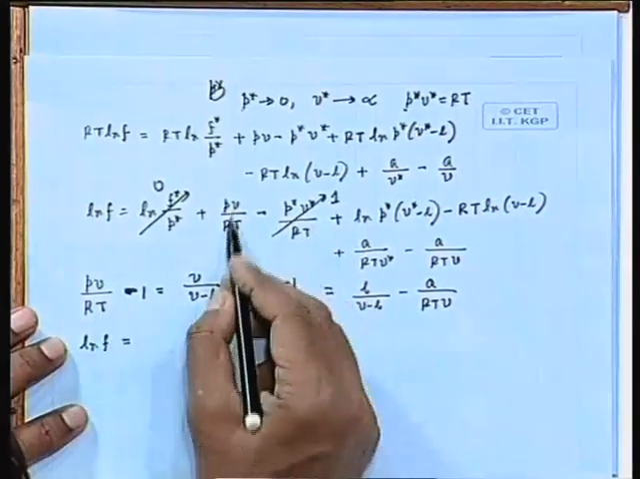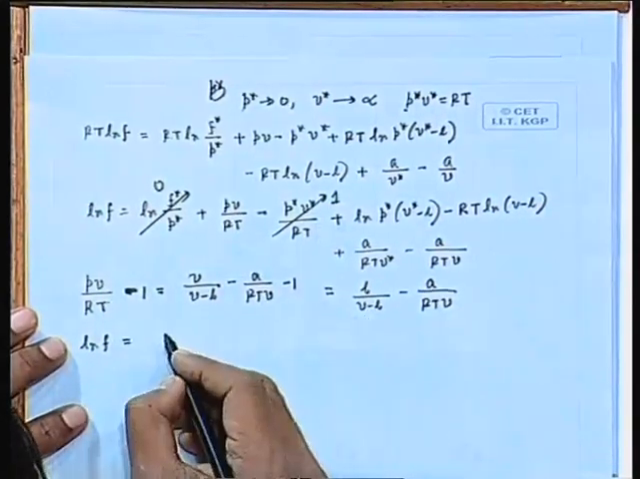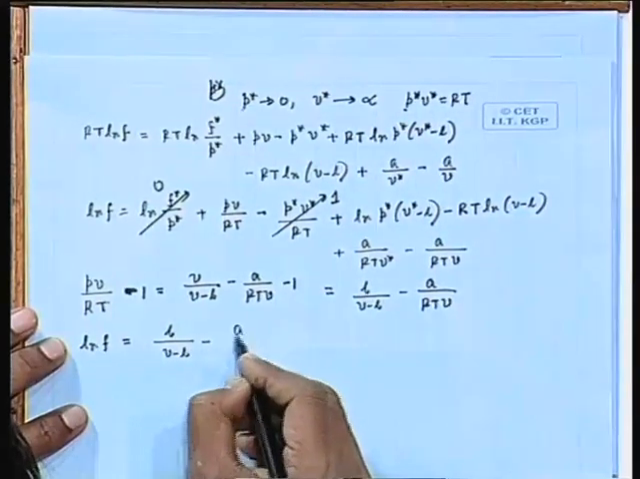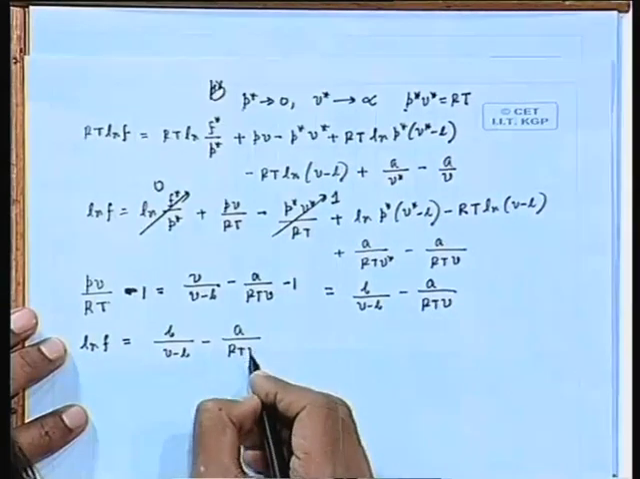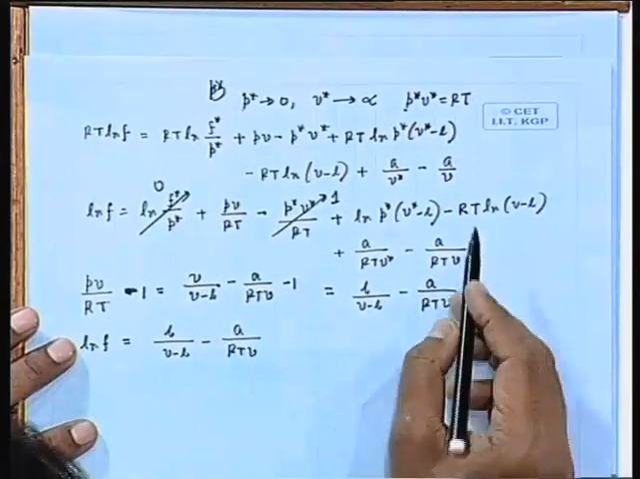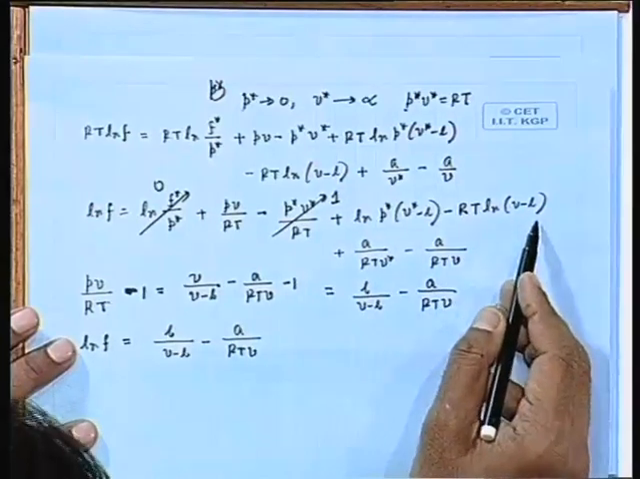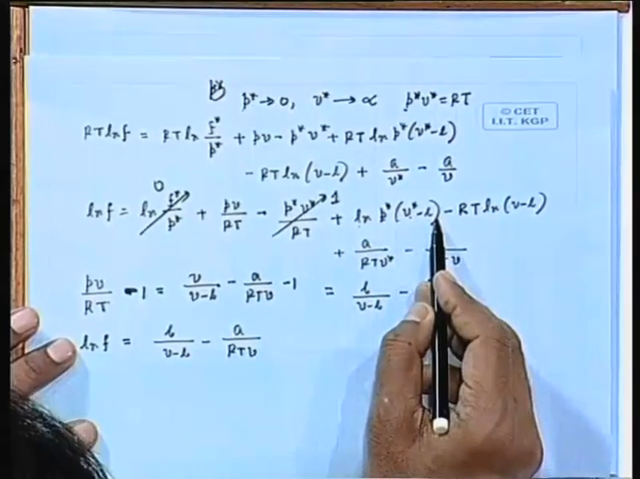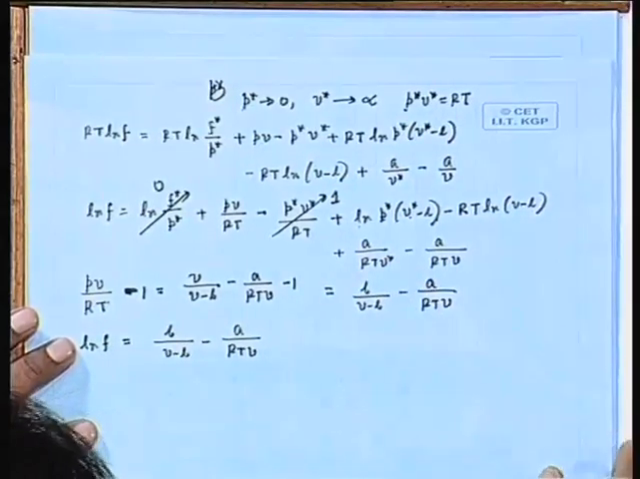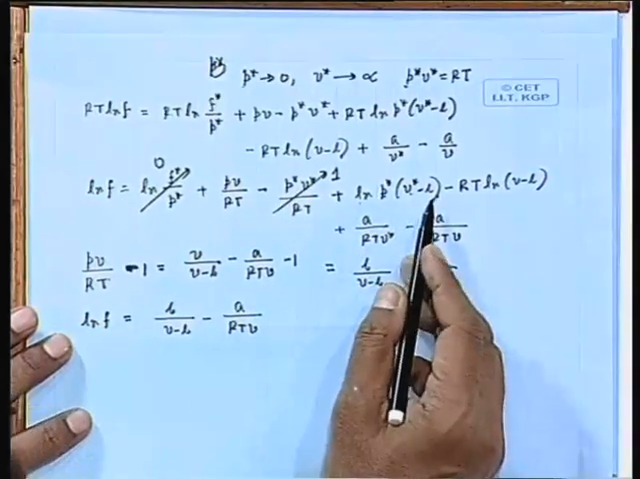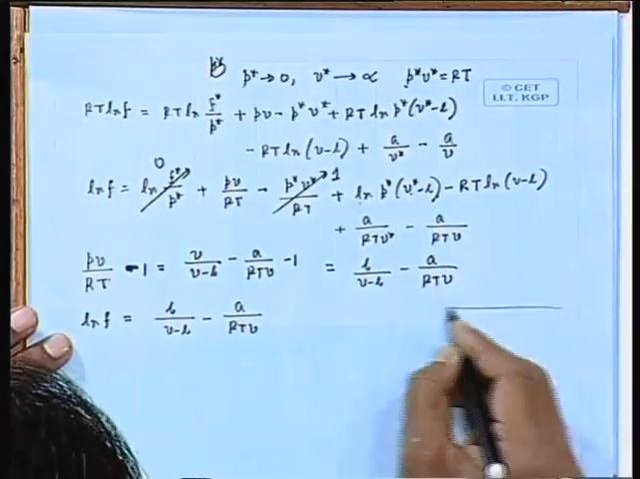So PV by RT minus 1 is again this one, that is B by V minus B minus A by RTV. Now here again we see that RT ln V minus B. Now ln P star V star minus B. So this also can be shown equal to, now if I write this ln P star V star minus B, from the equation of state, something here I do.